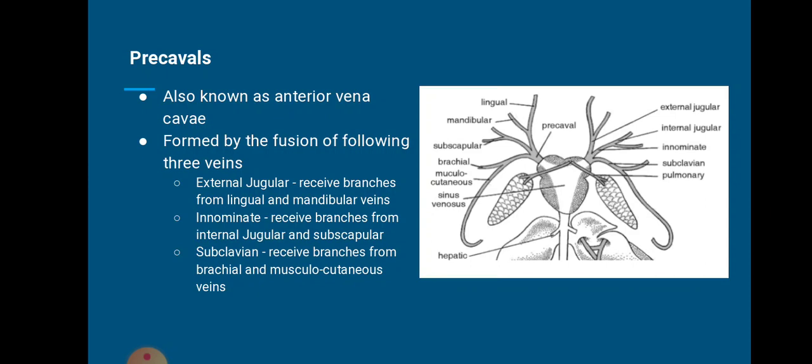External jugular receives branches from lingual vein and mandibular veins. Innominate vein receives branches from internal jugular vein and subscapular vein. Subclavian vein receives branches from brachial vein and musculocutaneous veins. All these veins are shown in the diagram given in this slide.